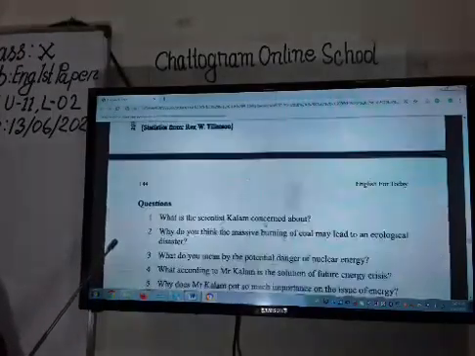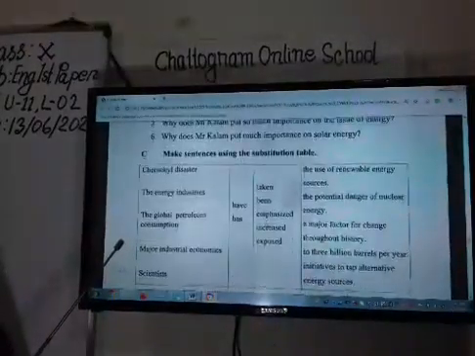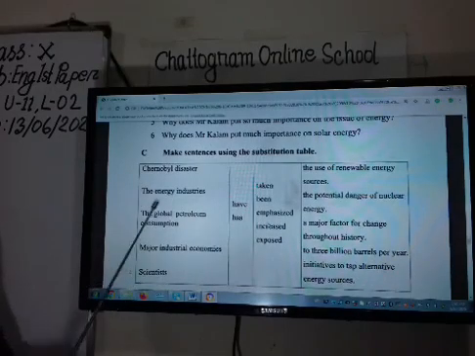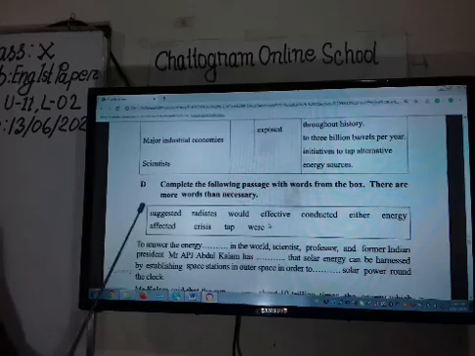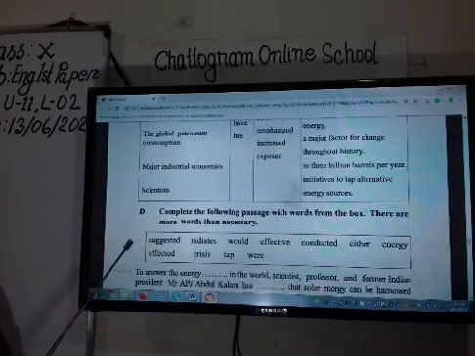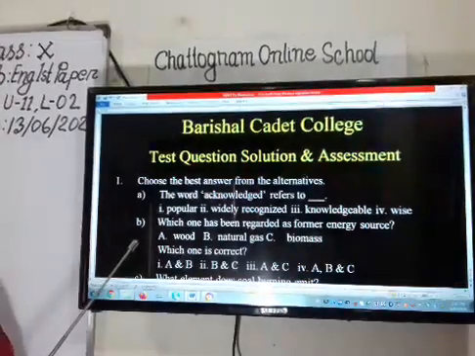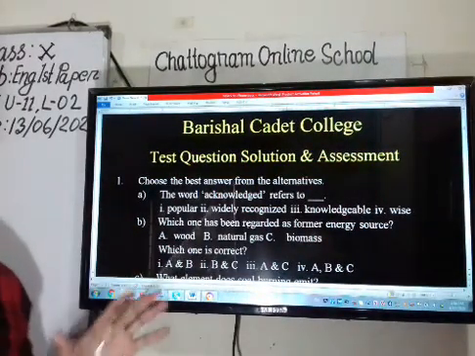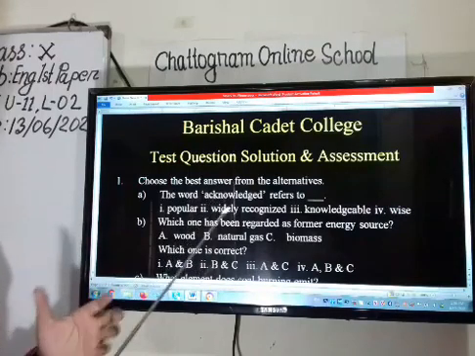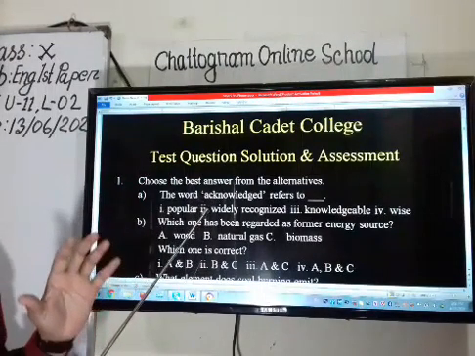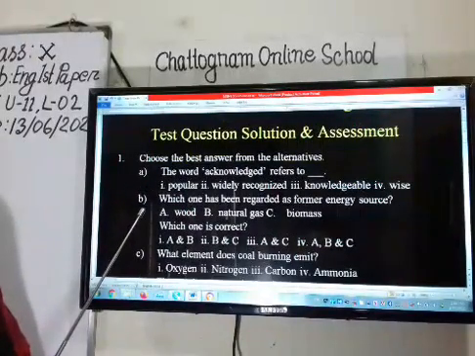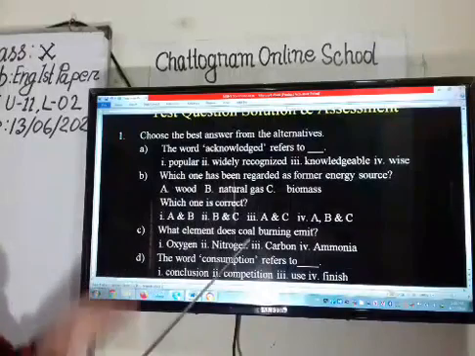Students, now there are 3 more questions and a table and some other sections. In our next class we will solve those. Now I am going to another exercise. This is a Barishal Cadet College test question. It was done in the 2019 test examination. Now from the text we will solve this problem.